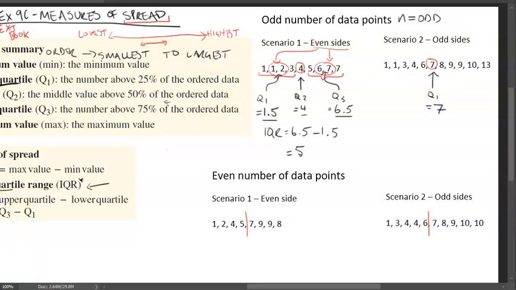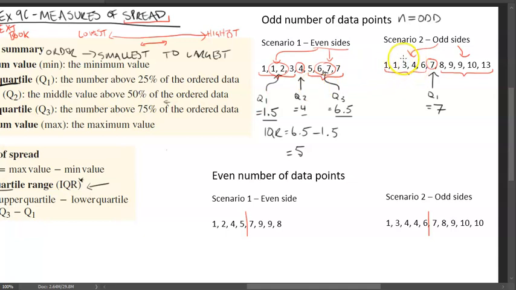But this time, the side amount is odd. 1, 2, 3, 4, 5 on this side, and that's an odd amount, and 1, 2, 3, 4, 5 on this side, which is another odd amount. And because these sides are odd, this scenario is actually quite simple because we don't have to find two middle numbers. We're actually just finding one middle number.